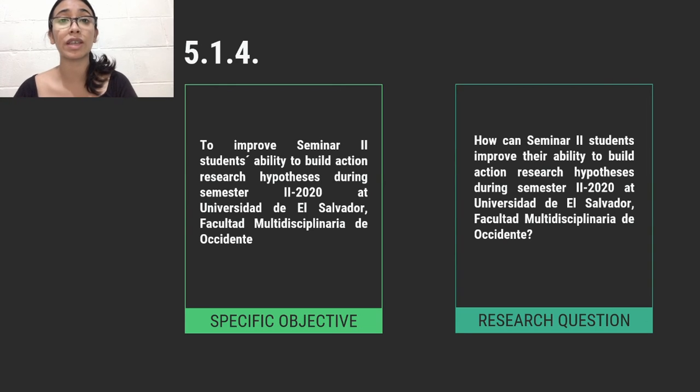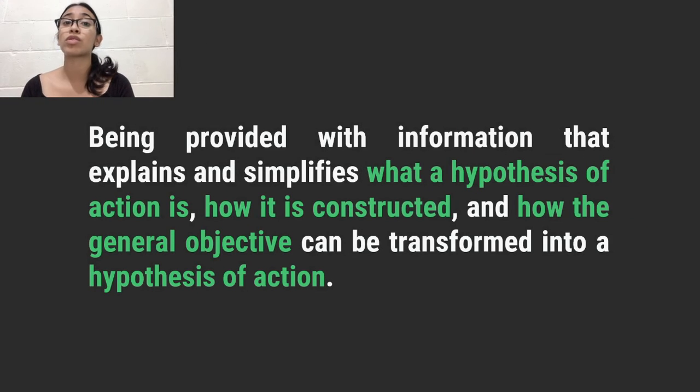Well, Seminar 2 students can improve their ability to write or to build an accurate action research hypothesis by being provided with information that explains and simplifies the process and the explanation of what a hypothesis of action is, how it is constructed, and how the general objective can be transformed into a hypothesis of action. Also, students had the time to practice and to make use of examples of hypotheses of action provided by teachers so that they can have a better understanding of the construction of the hypothesis of action.